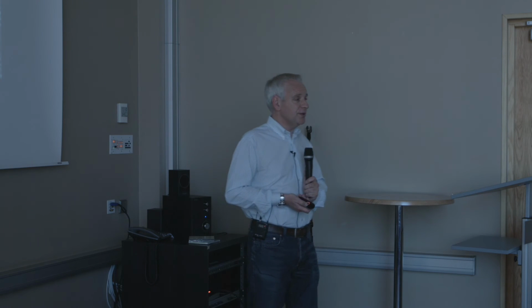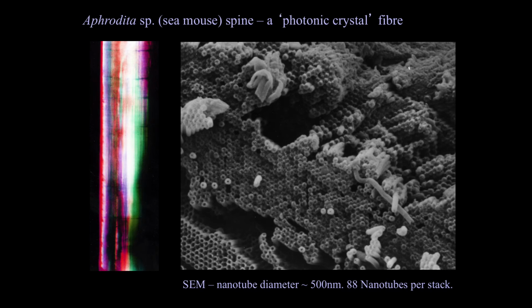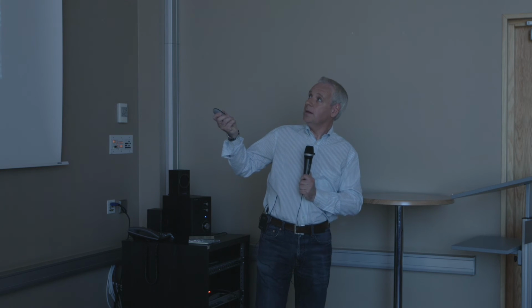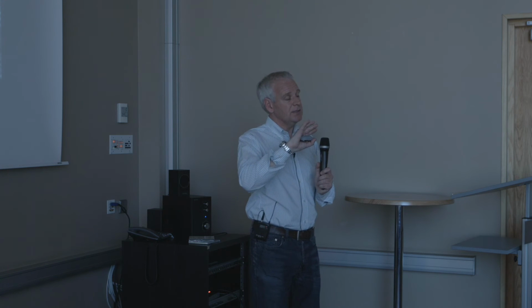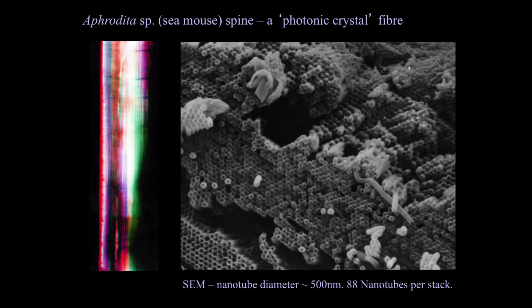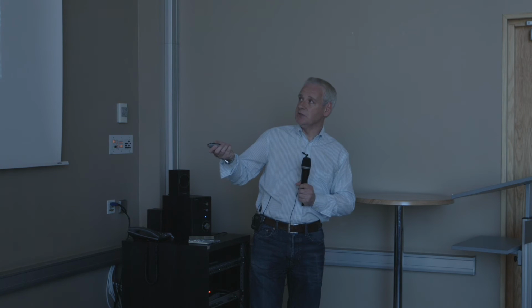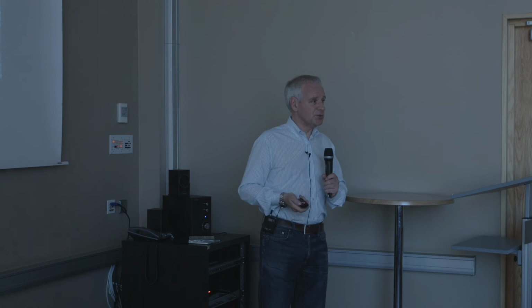And this was one of those first animals I found that has the two-dimensional photonic crystal. This is a spine of Aphrodite or sea mouse, a polychaete worm. If you chop through that, it's a tube, and the wall of the tube is made up of 88 layers of tiny tubes, and that's a cross section through that wall. They're quite sophisticated. They have small diameter holes on the outside going through to larger diameter holes on the inside. Really, really difficult to model optically.